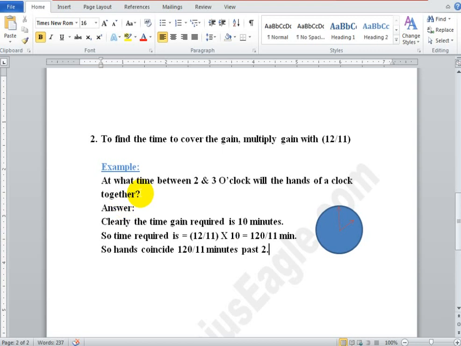In this way, you can find the time required when the hands coincide, or when the hands are at right angle, or when the hands are at 180 degree. So these kind of questions can be solved by using these two tips only.